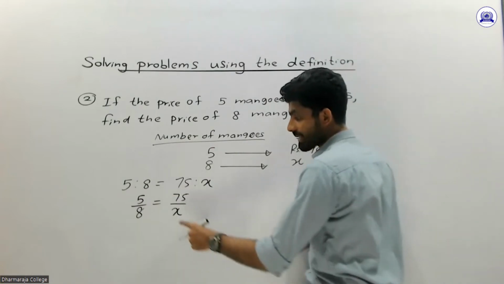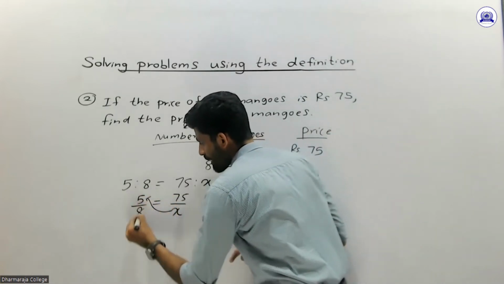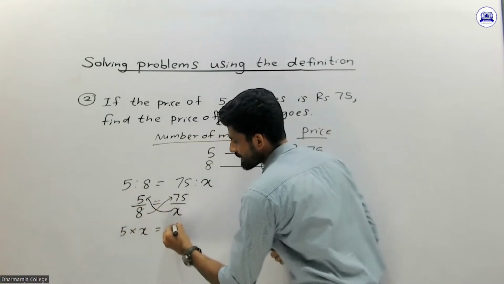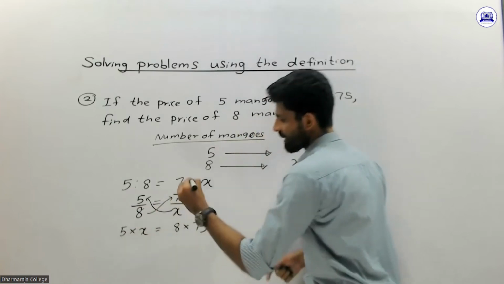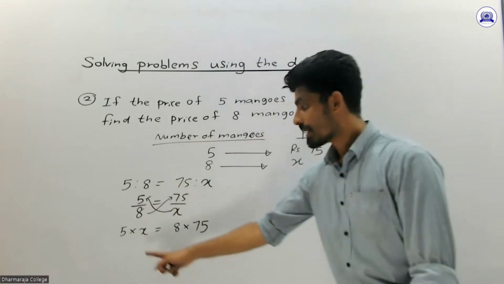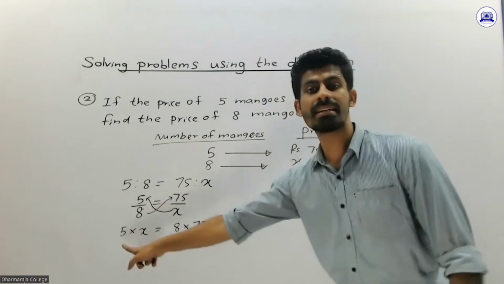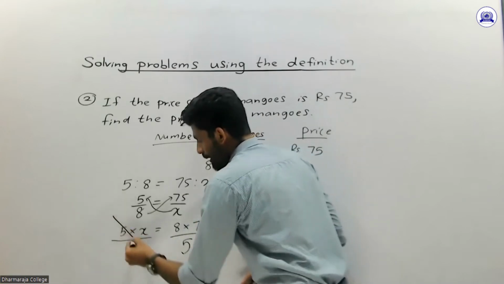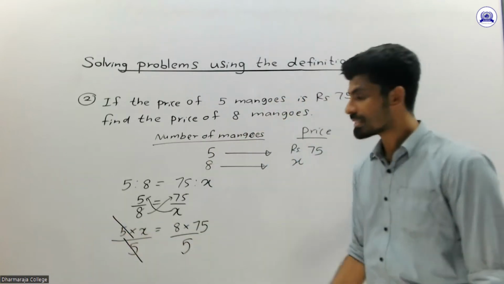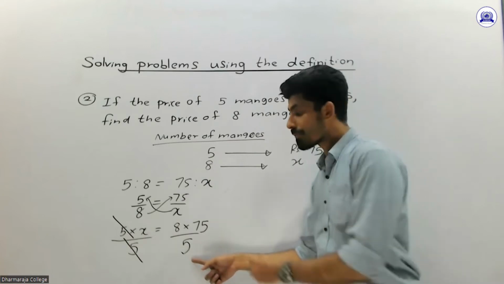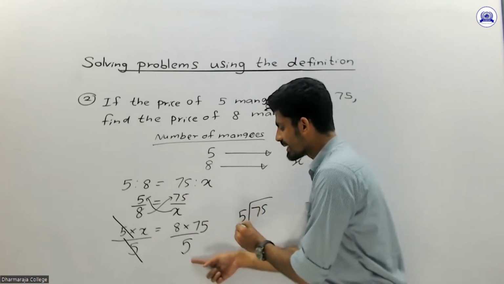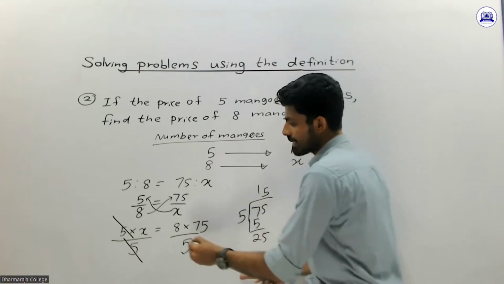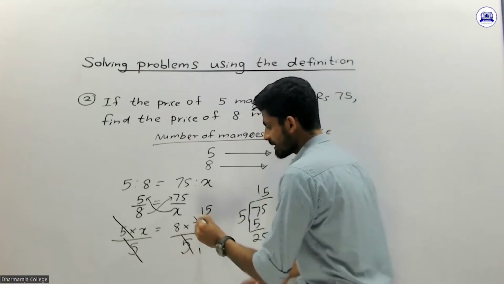Now do the cross multiplication. x multiplied by 5 equals 8 multiplied by 75. You can divide both sides by 5. 5 by 5 will be cancelled out. 75 divided by 5, you can easily divide 75 by 5. 5 goes into 7 once, then 25 to 5. So 15.